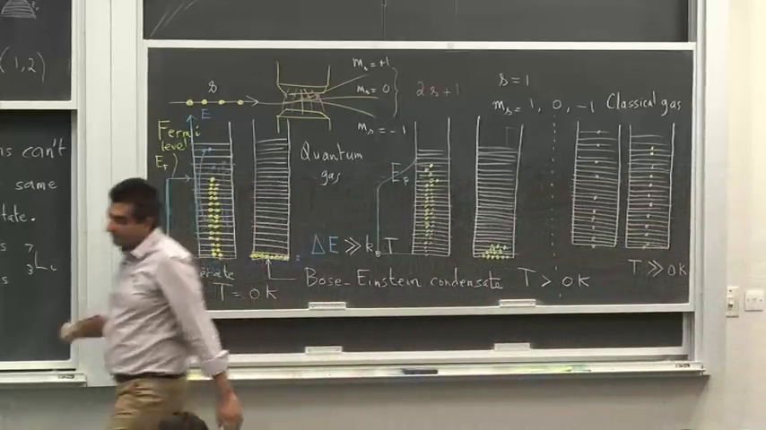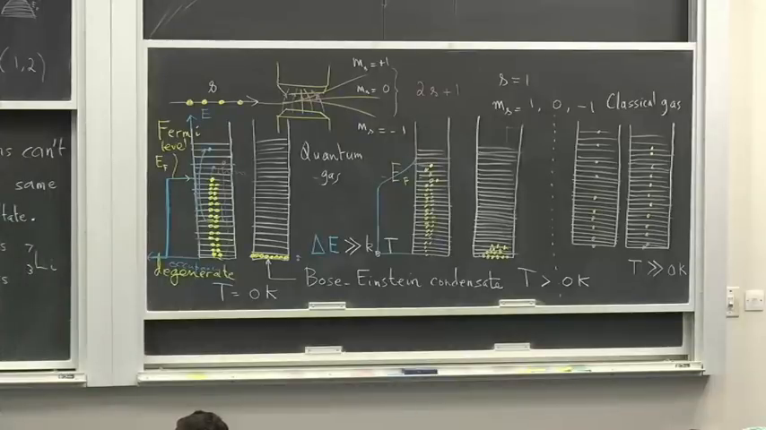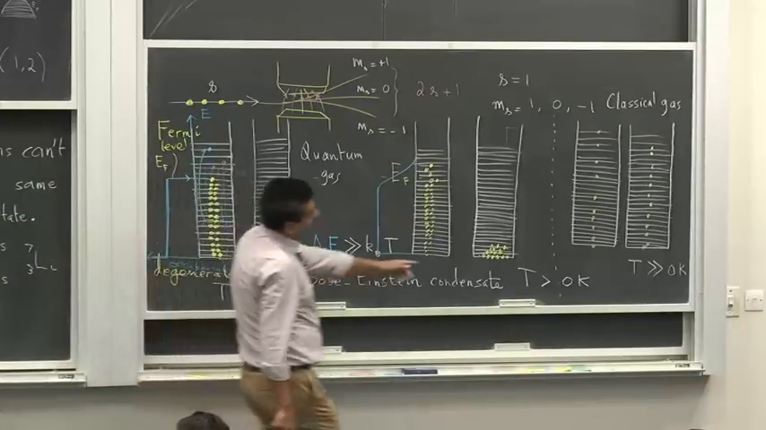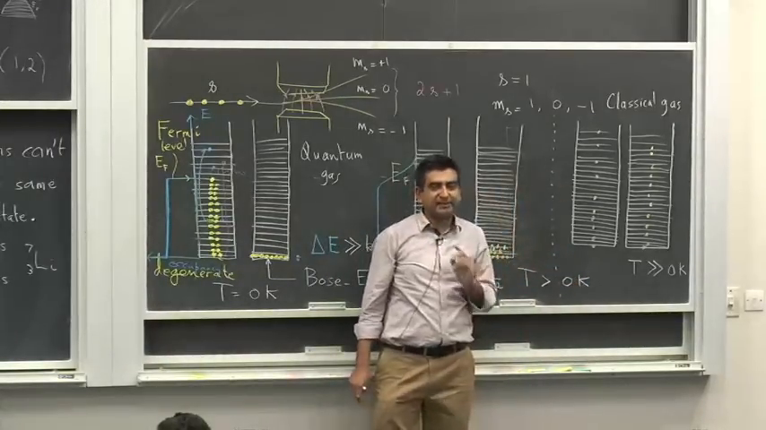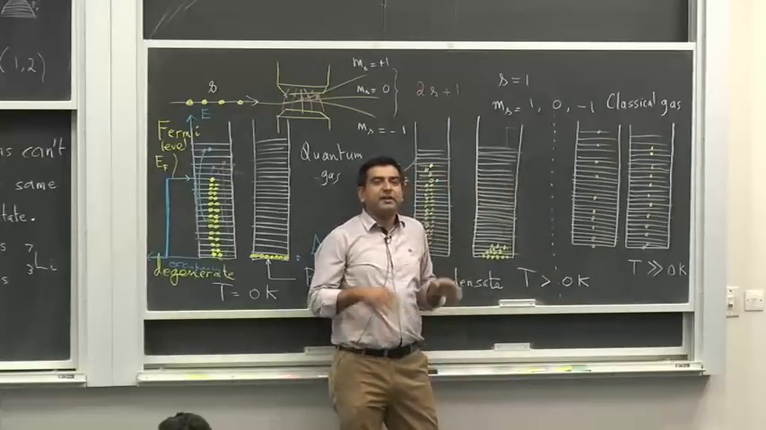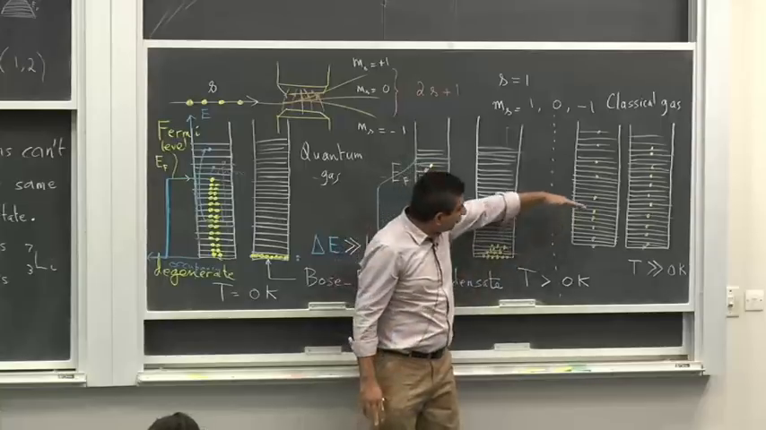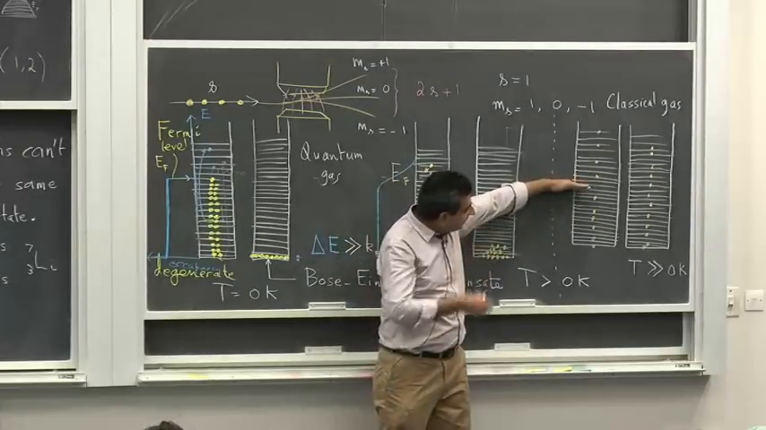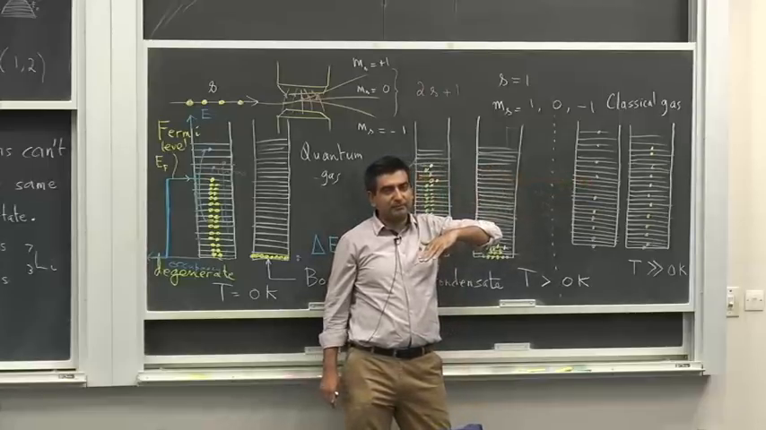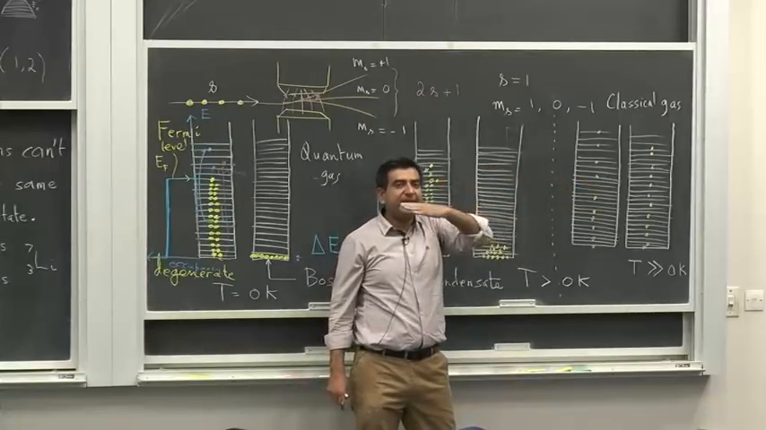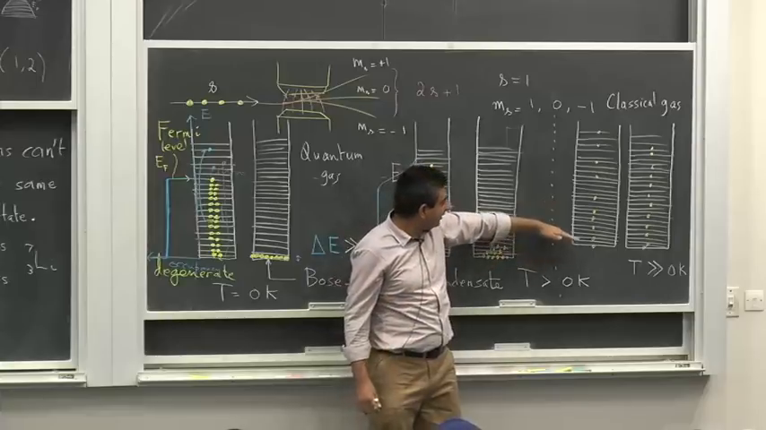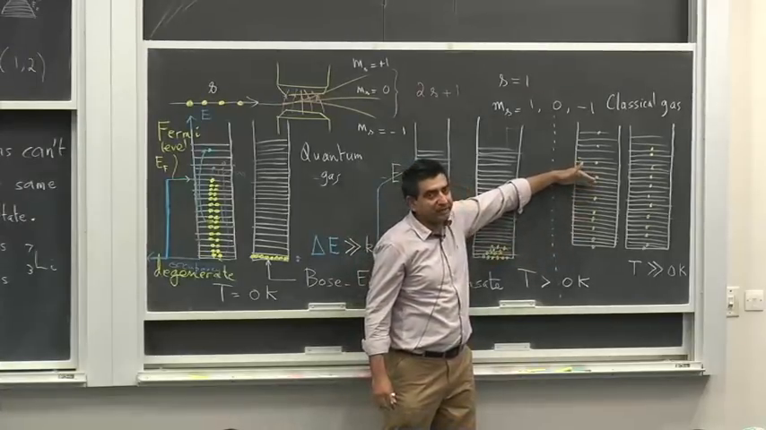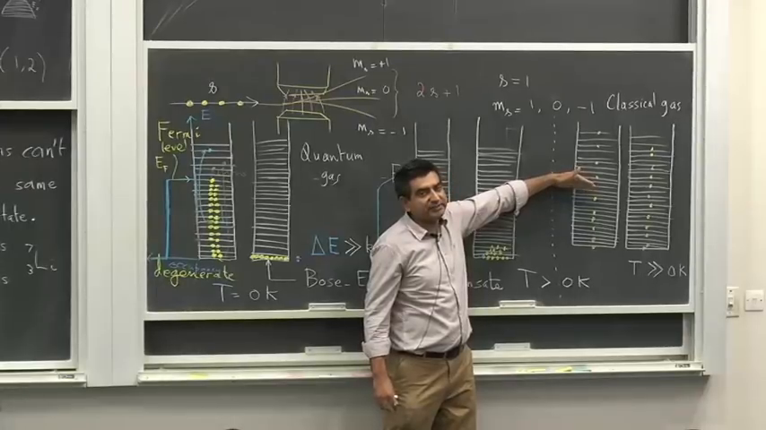Now, what I would like to emphasize is, in a classical gas, the fermions and the bosons, how do I define a classical gas? I define a classical gas in the following way. The occupancy of each level is much smaller than one. One means 100%. There is a small probability that each level is occupied. You see, most of the levels here are empty. They're not occupied. So the degree of occupancy of these levels is really small. This is what I mean by classical gas.